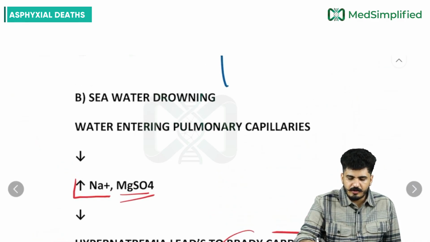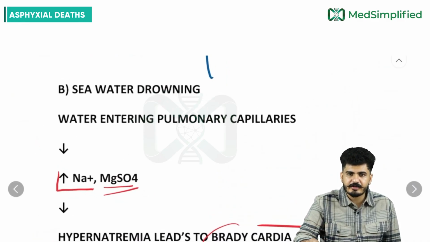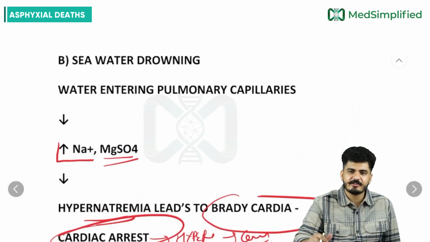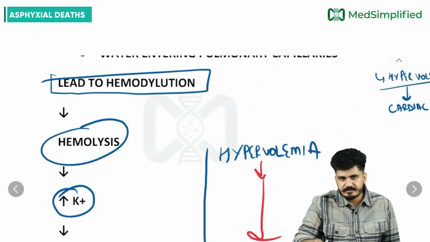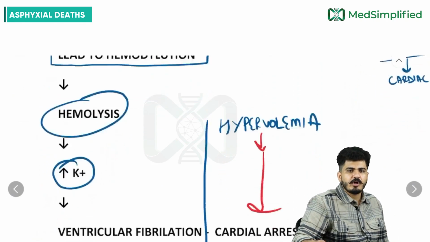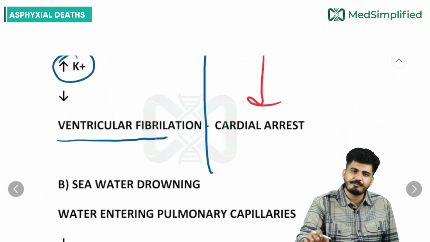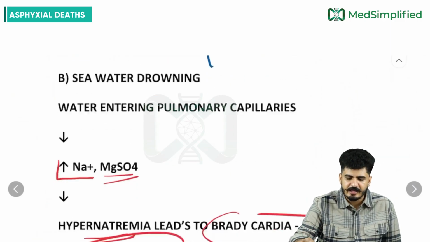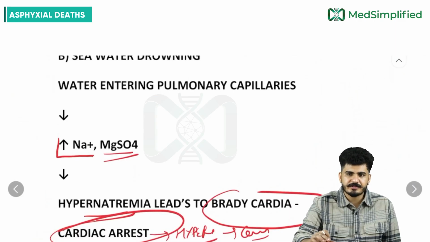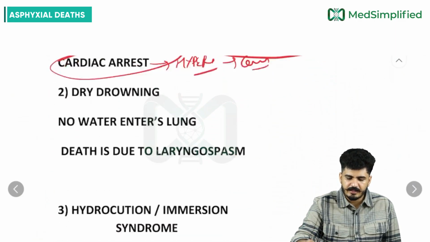So, the most common cause of death in seawater drowning is bradycardia, which will lead to cardiac arrest, and in freshwater drowning, the cause of death will be ventricular fibrillation. Cardiac arrest can also happen, but the most common is ventricular fibrillation. Here in seawater, the most common is bradycardia.